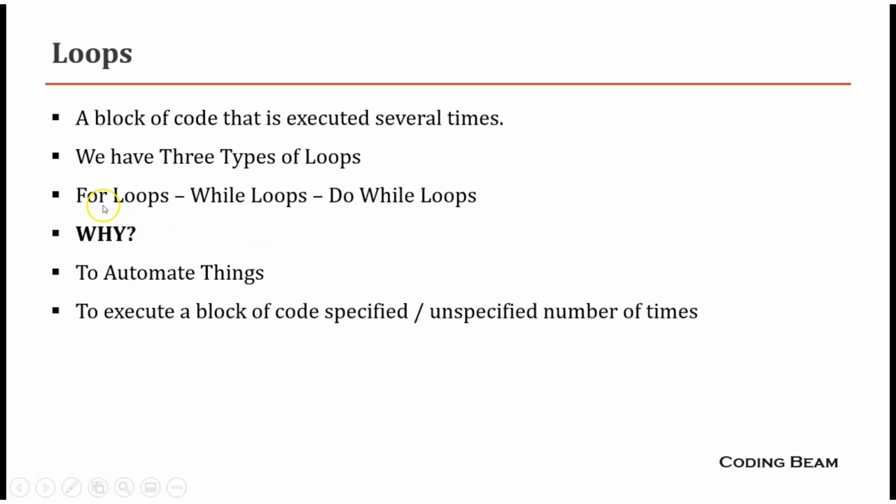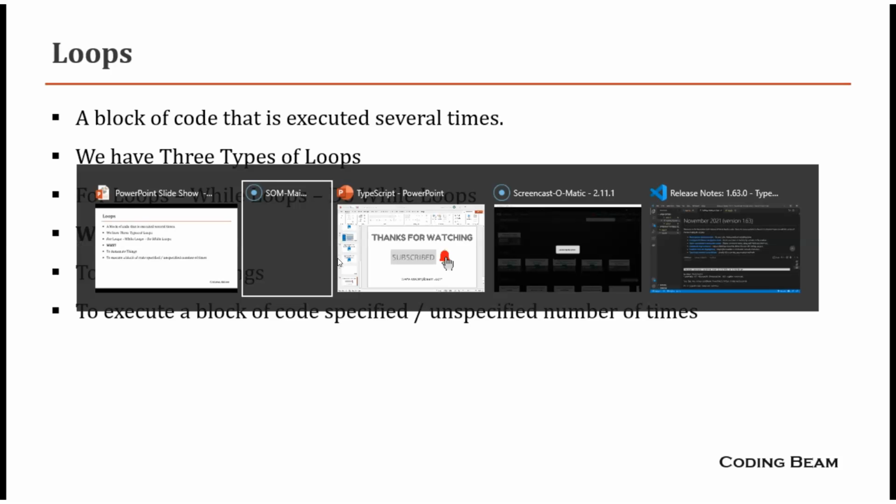If we are using a simple for loop, it will run a specified number of times. And if we are using a while loop, it will run an unspecified number of times, until the condition is no longer true. So they are executed on the basis of a condition. Now we will see some loops in Visual Studio Code and how to use them.